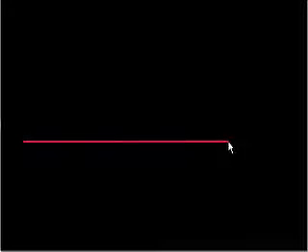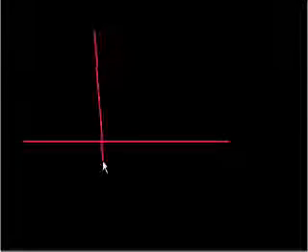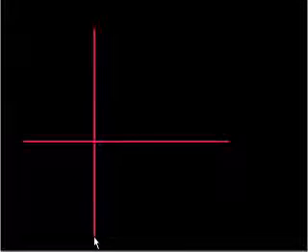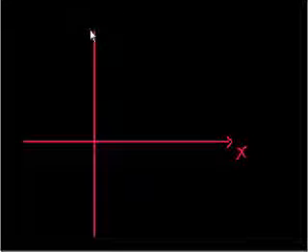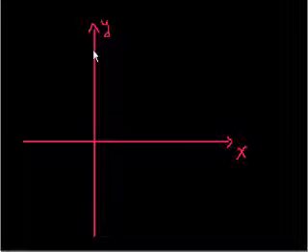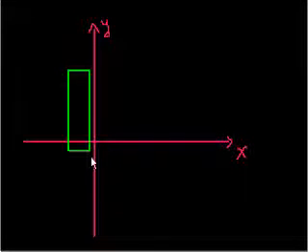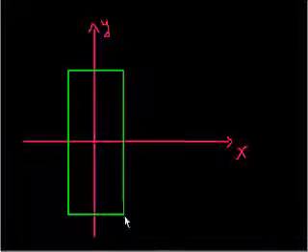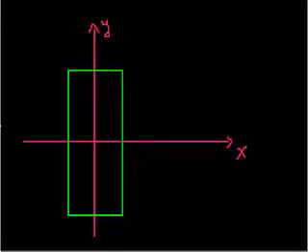That's my x axis. That's my y axis. Let me label them x, y, and then they drew a rectangle. I'll do it in a different color. It looked something like this. Looks like that.